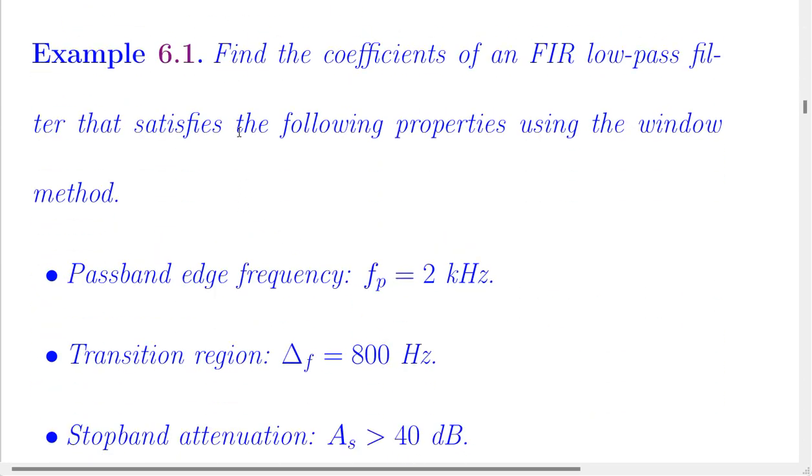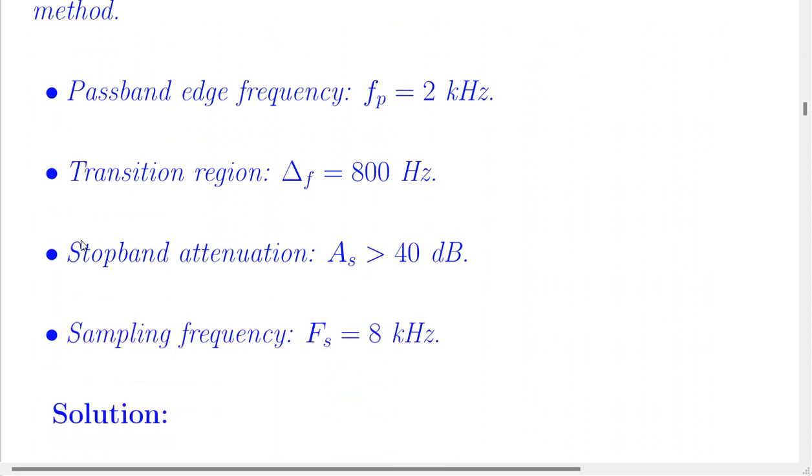Now, taking an example. Find the coefficients of an FIR low-pass filter that satisfies the following properties using the window method. Passband edge frequency 2 kHz. Of course, we here don't care about cutoff frequency and passband frequency. They are both the same for us.